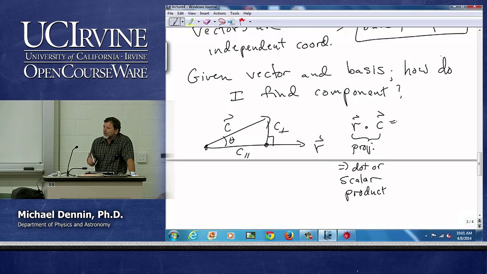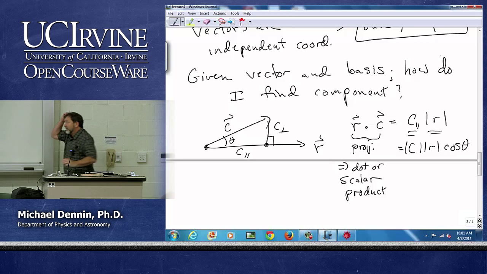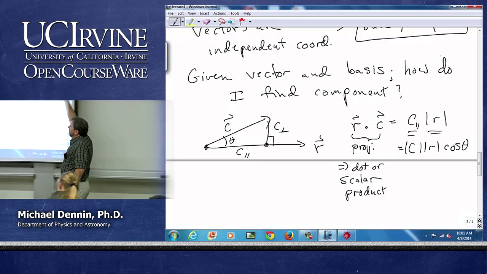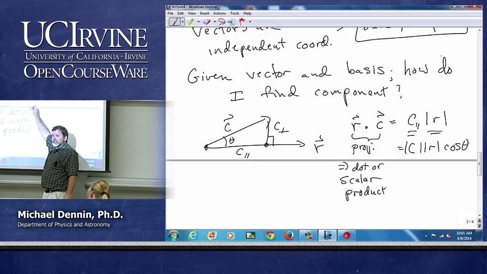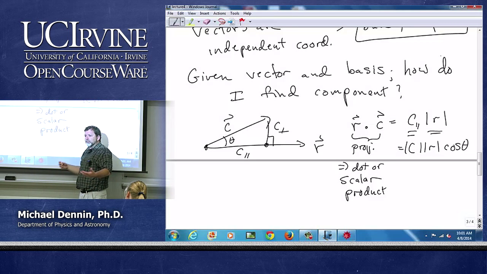And notice in this case we've defined it completely geometrically, and it's actually more than just C parallel. It involves the magnitude of R as well. So the dot product itself is the projection and the magnitude of R. It contains both, which we also will call the magnitude of C, the magnitude of R, and the cosine of the angle between them. Again, things that we can measure. This is the actual definition of projection. This is what allows us to find components for physical vectors.